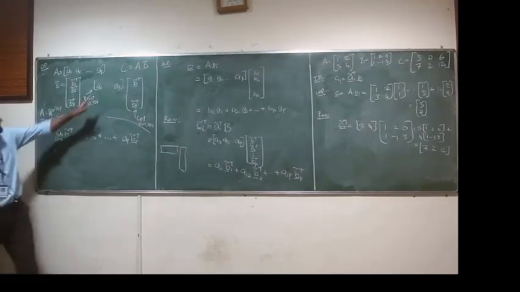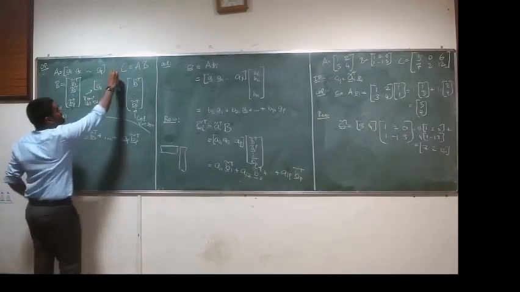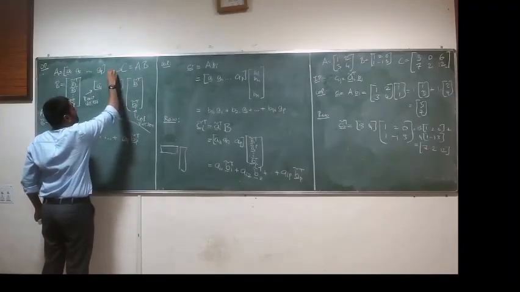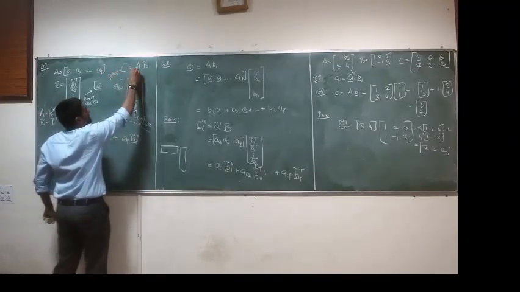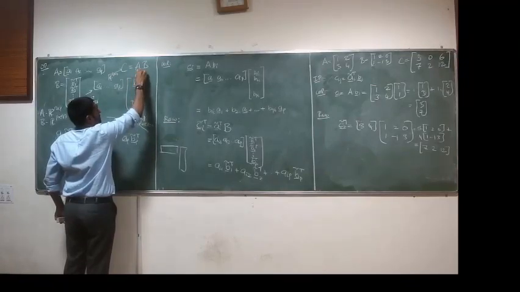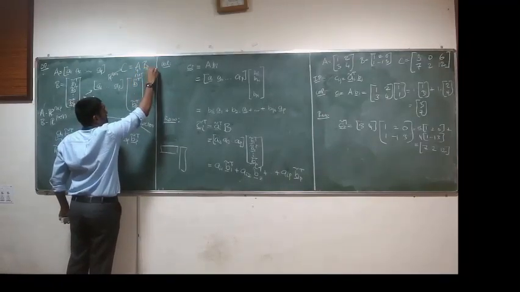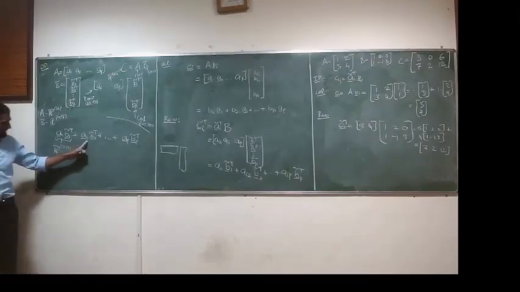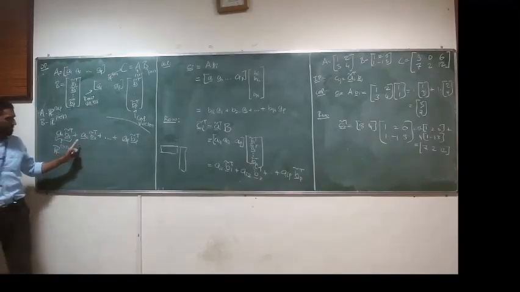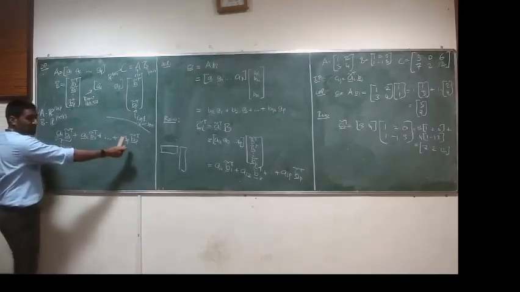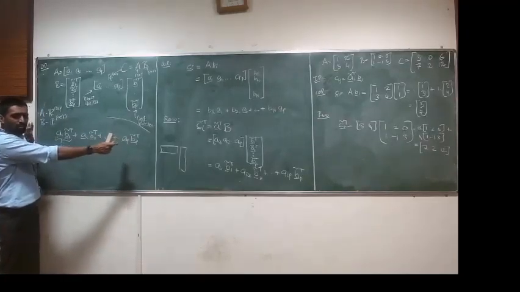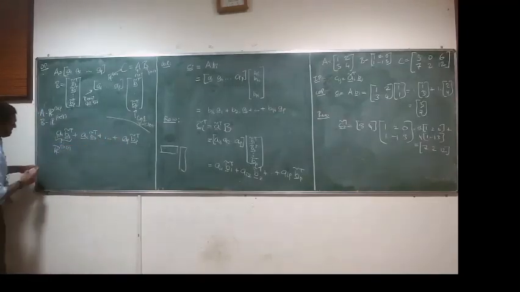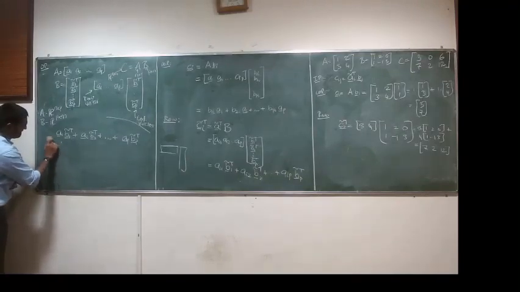And that is the exact same size as C. What is the size of C? N cross M. This was N cross P, and this was P cross M. What is the size of this? Same, N cross M. So this looks like a completely legitimate operation.